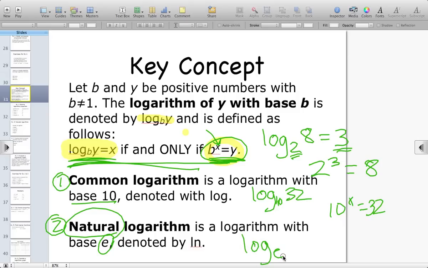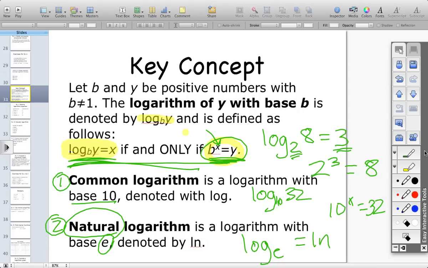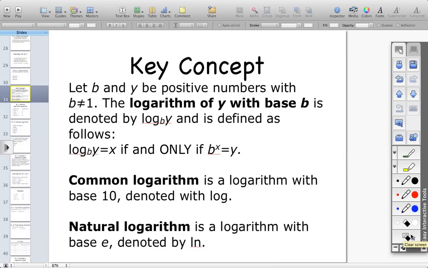So instead of saying log e, we just rewrite that to say ln, the natural log. All clear, so let's clear this up and move on to our next slide.